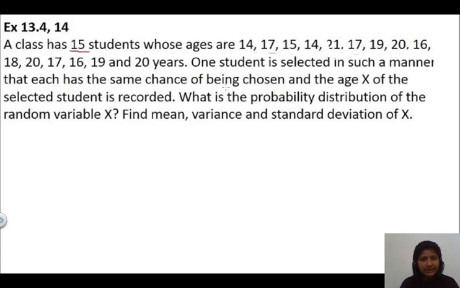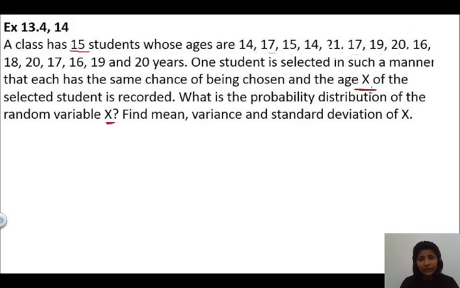One student is selected in such a manner that each has the same chance of being chosen, and the age X of the selected student is recorded. You are just selecting one student and the chances are equal. Anyone can be selected out of 15, and you are recording the age. What is the probability distribution of the random variable X?